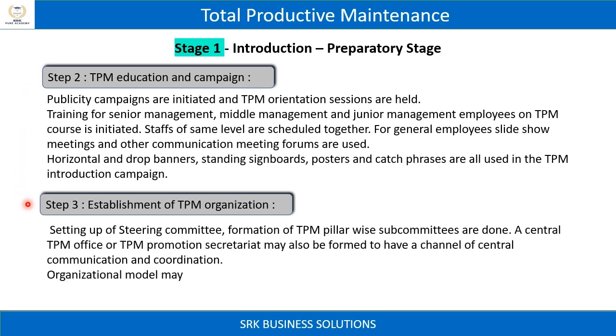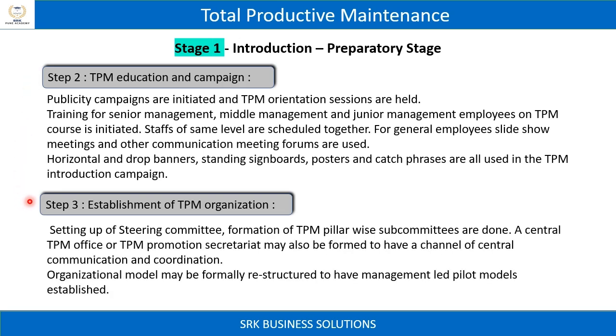Now, step 3. Establishment of TPM organization. Setting up of steering committee and formation of TPM pillar-wise subcommittees are done. A central TPM office or TPM promotion secretariat may also be formed to have a channel of central communication and coordination. Organizational model may be formally restructured to have management-led pilot models established.